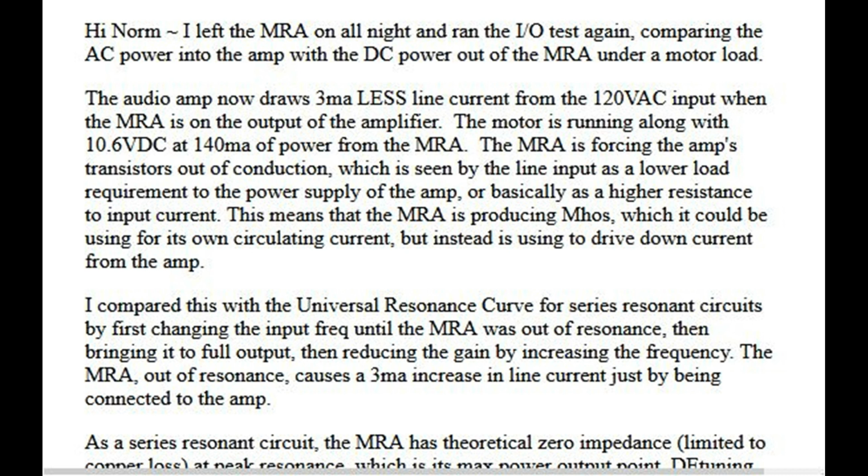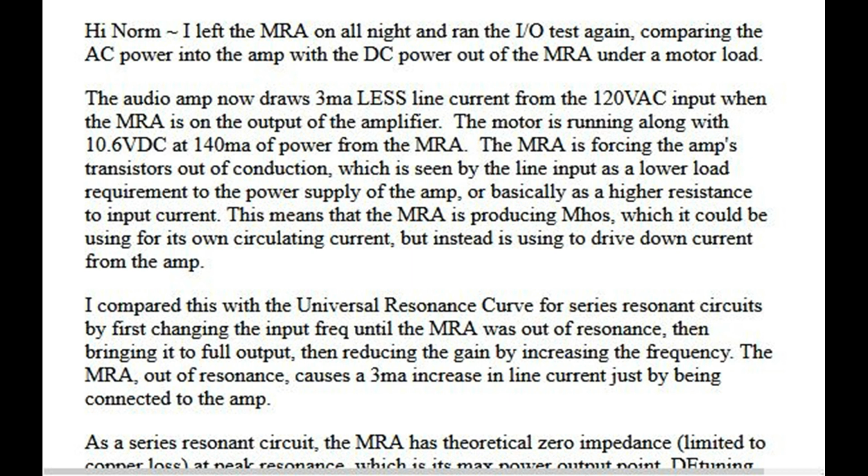The audio amp now draws 3 mA less line current from the 120 volts alternating current input when the MRA is on the output of the amplifier. The motor is running along with 10.6 volts direct current at 140 mA of power from the MRA. The MRA is forcing the amp's transistors out of conduction, which is seen by the line input as a lower load requirement to the power supply of the amp, or basically as a higher resistance to input current. This means that the MRA is producing MOS, which it could be using for its own circulating current, but instead is using to drive down current from the amp.